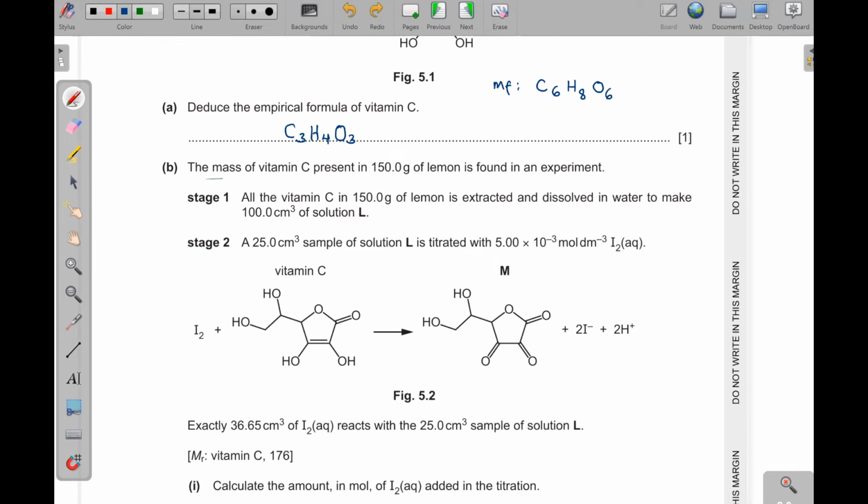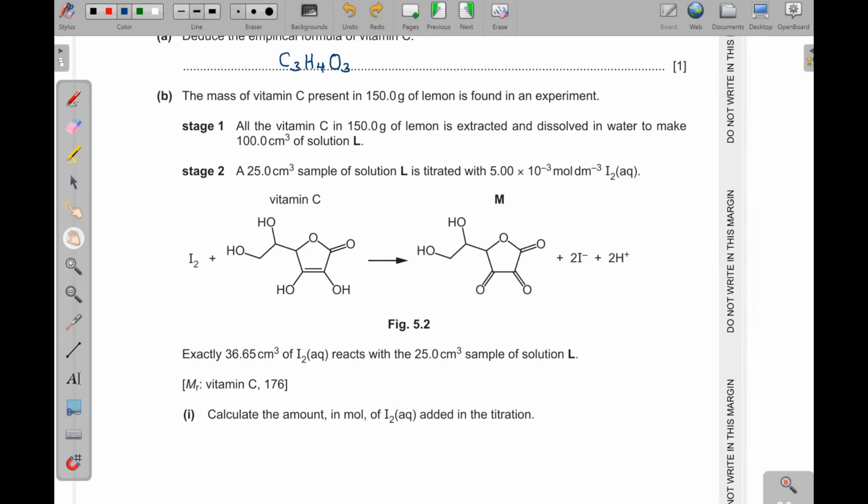They are saying the mass of vitamin C present in 150 grams of lemon is found in an experiment. Okay, and then stage 1, all the vitamin C in 150 grams of lemon is extracted and dissolved in water to make 100 cubic centimeters of solution L. And then stage 2, a 25.0 cubic centimeter sample of solution L is titrated with this 5 times 10 to power negative 3 moles per liter of iodine solution. And then we are given the equation here.